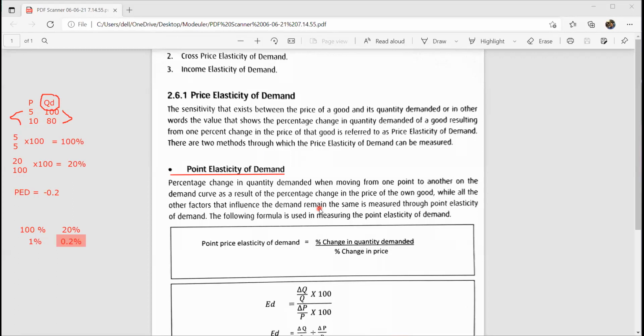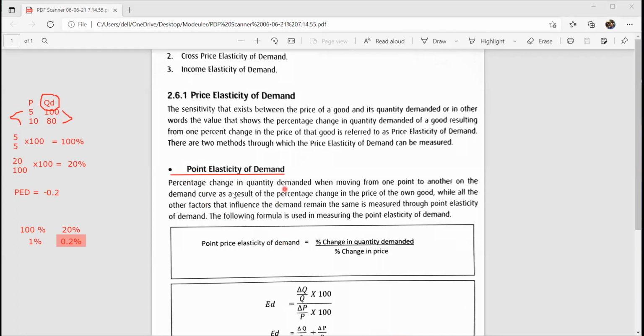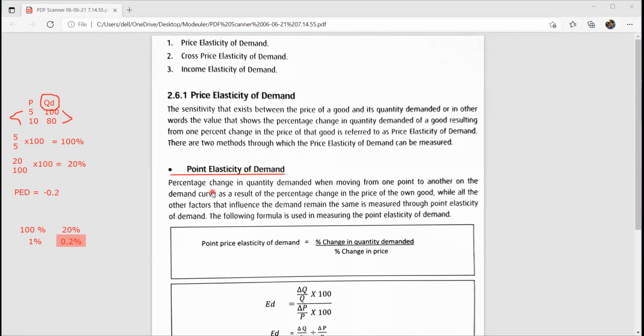Next one, we have arc elasticity. It's a second method. In that case, we look at both prices as a whole and we measure the price elasticity of demand. So the price elasticity of demand under the point elasticity represents the percentage change in quantity demand when moving from one point to another on the demand curve as a result of percentage change in price of one good, while all the other factors that influence demand remain the same.